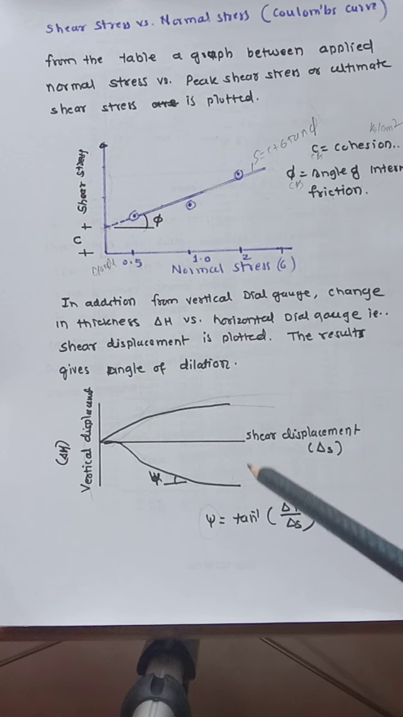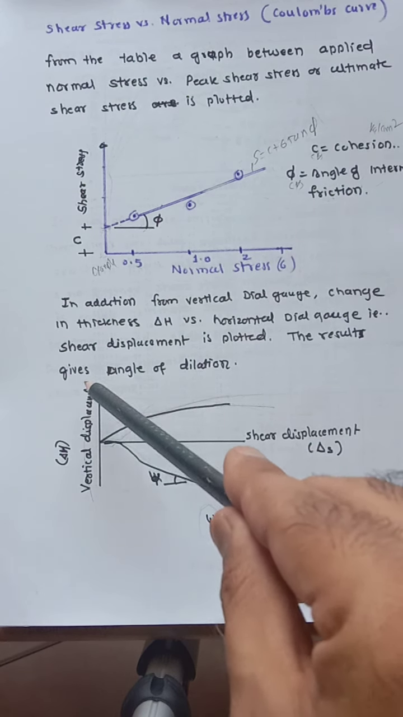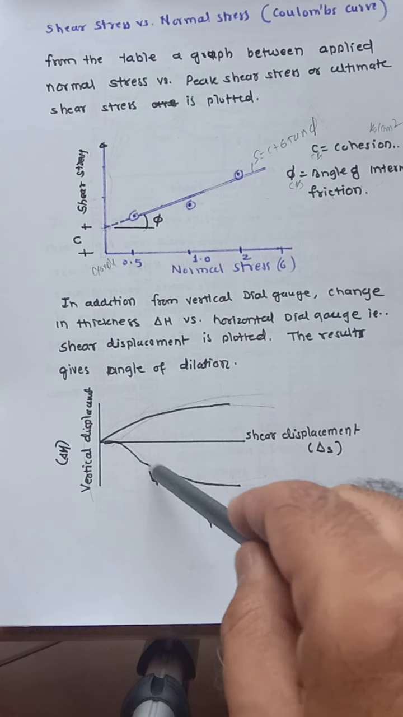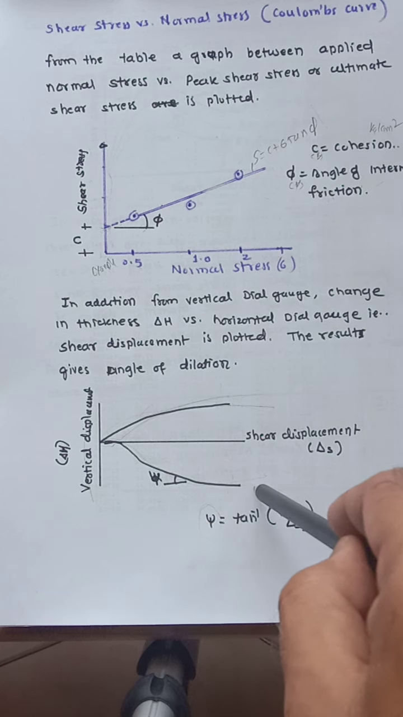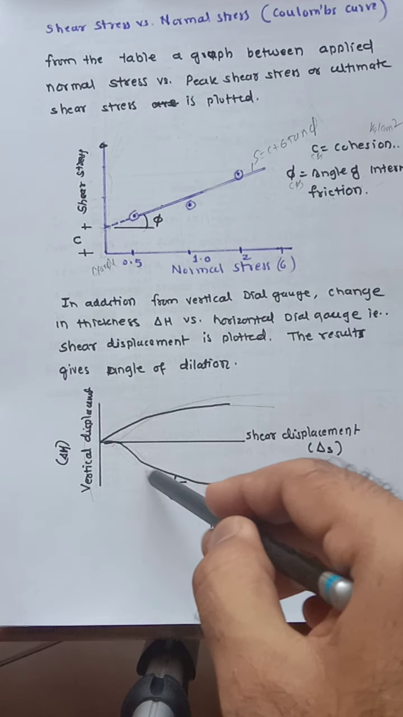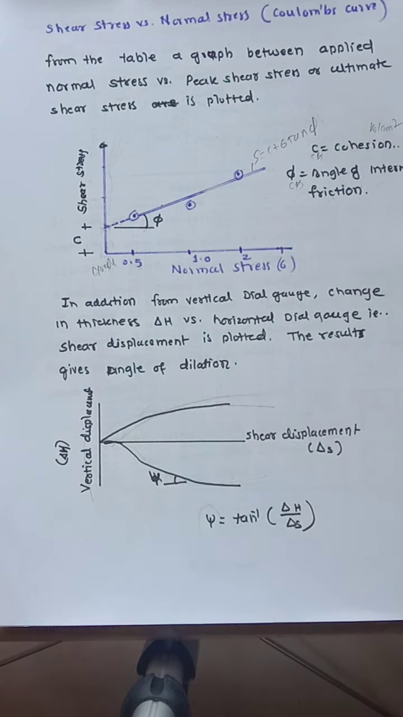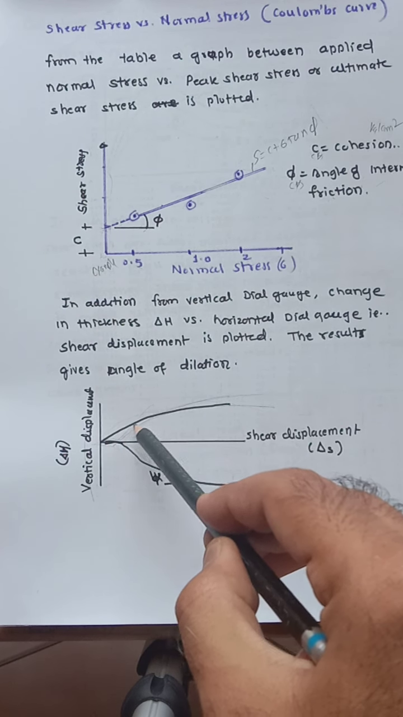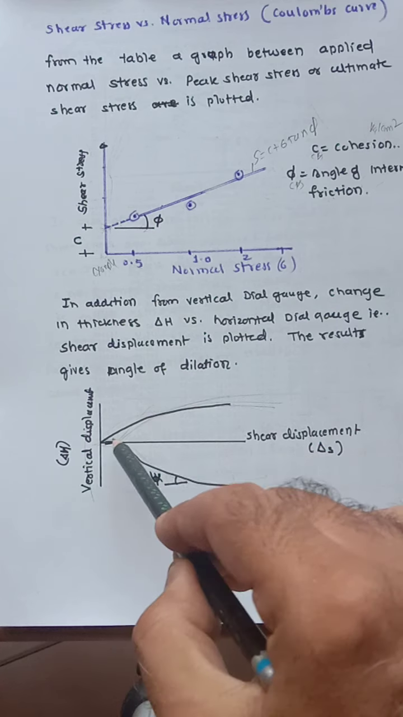We installed two dial gauges, one for vertical displacement and one for horizontal displacement. You get either one of the graphs. When it is a loose sand, what happens? In a loose sand, the volume goes on decreasing. Particles are moving together, decreasing the void ratio, so you get a curve like this. In a dense sand, it already has a low void ratio, so it can't move further and will try to expand. So after a certain horizontal displacement, it expands. This is called the dilation curve.